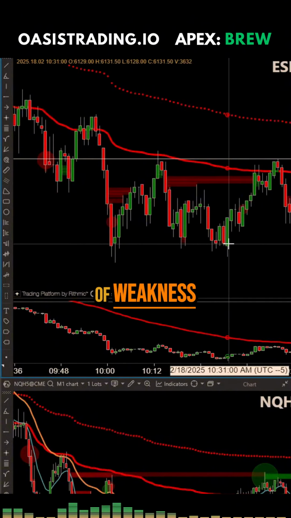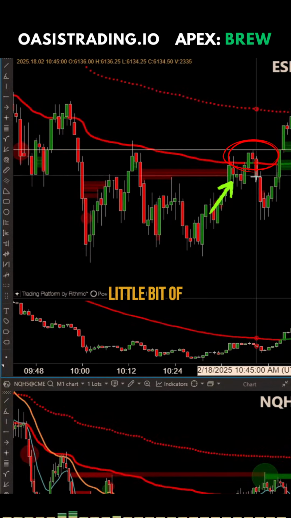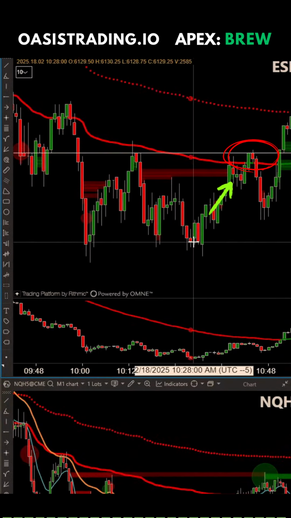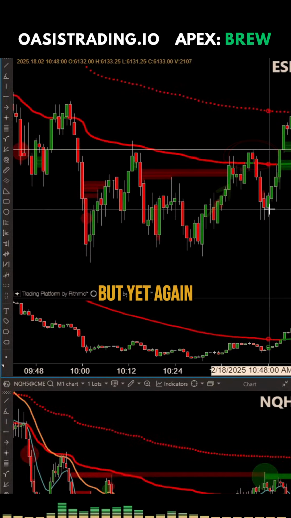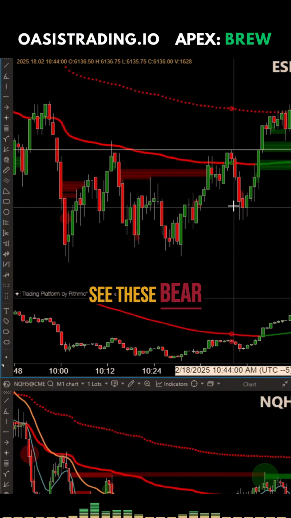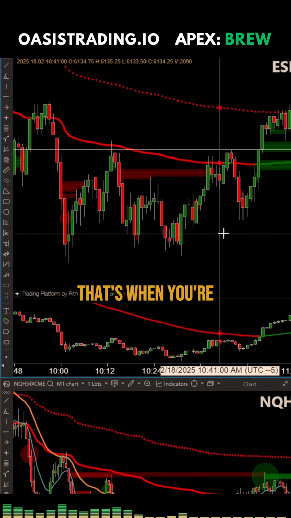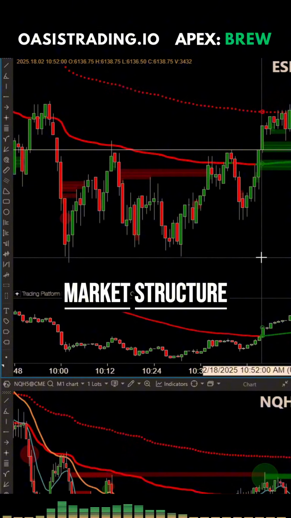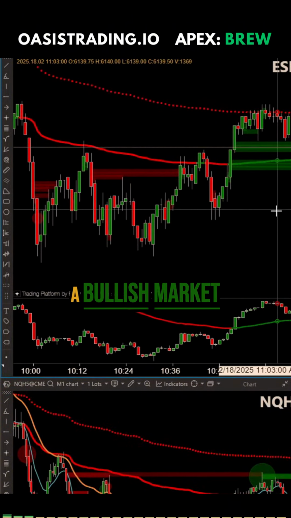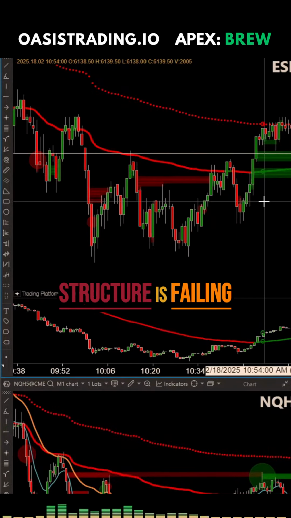So that showed a little bit of weakness, and then yet again, it bounced up, hit VWAP, a little bit of a bear flag, pulling back into VWAP and then failing, but yet again, did not break that low. So when you see these bear flags in the VWAP not breaking the prior low, that's when you're starting to shift market structure into more of a bullish market structure, or at least the bearish market structure is failing.